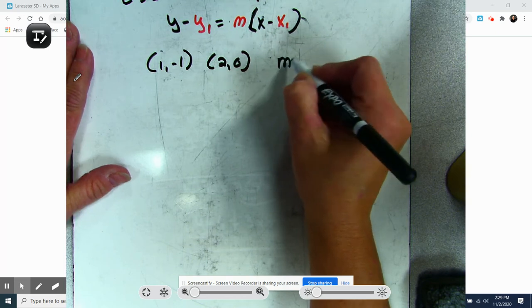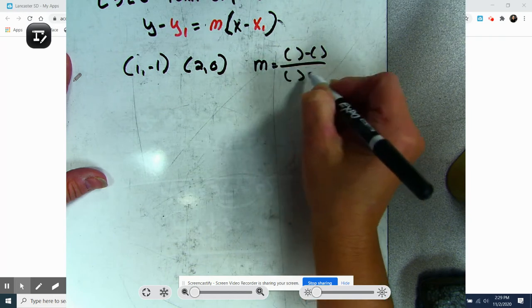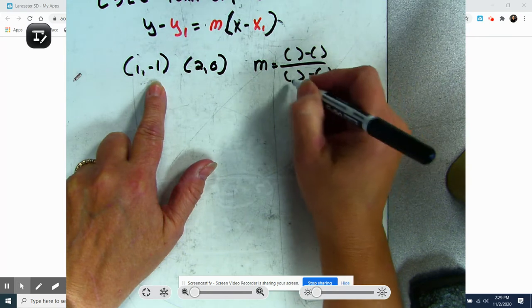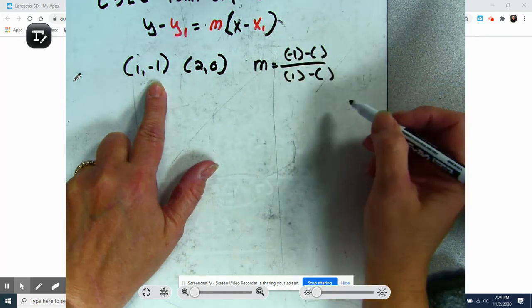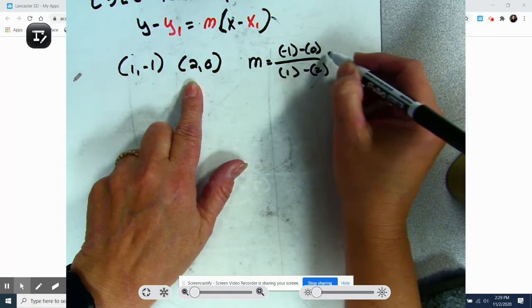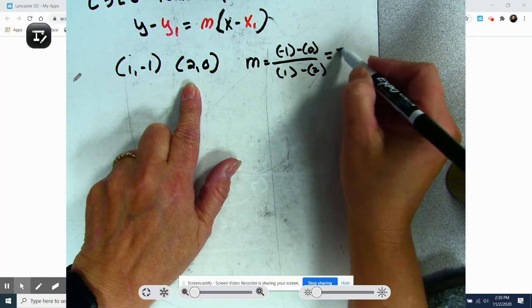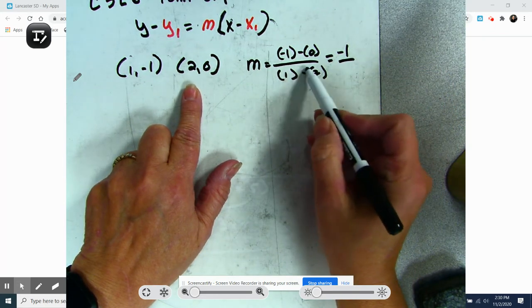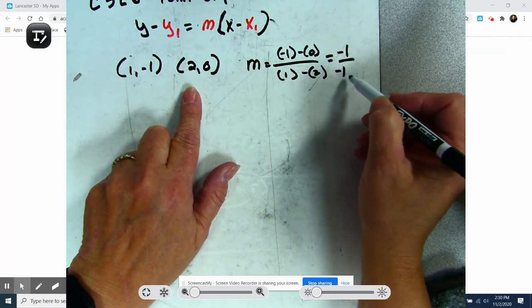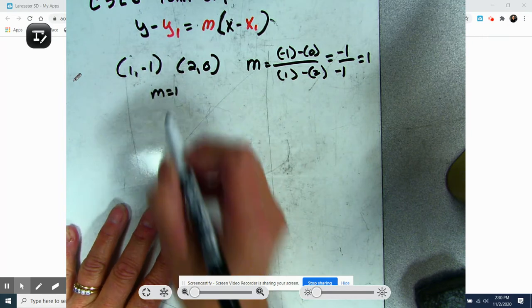And remember, m equals y minus y over x minus x. So you're going to take your 2 points, 1 and -1, and 2 and 0. And remember, the first number is on the bottom. -1 minus 0 is -1. 1 minus 2 is -1. -1 divided by -1 equals 1. So our slope is 1.